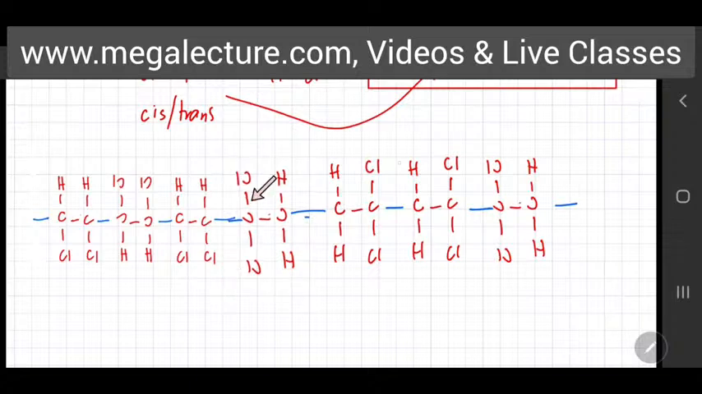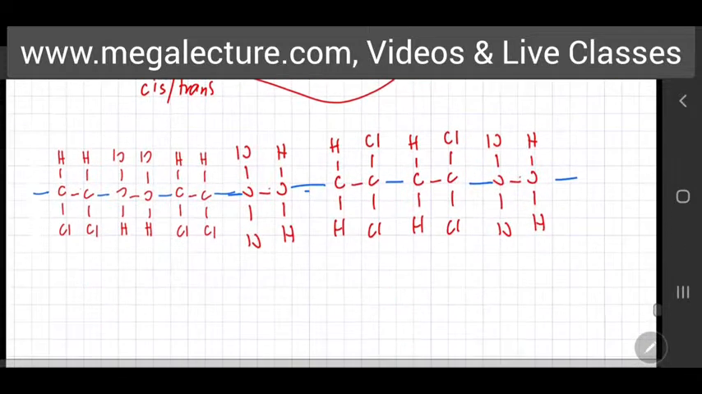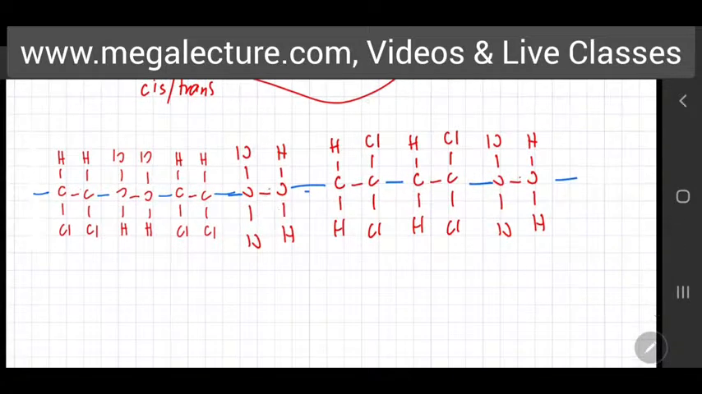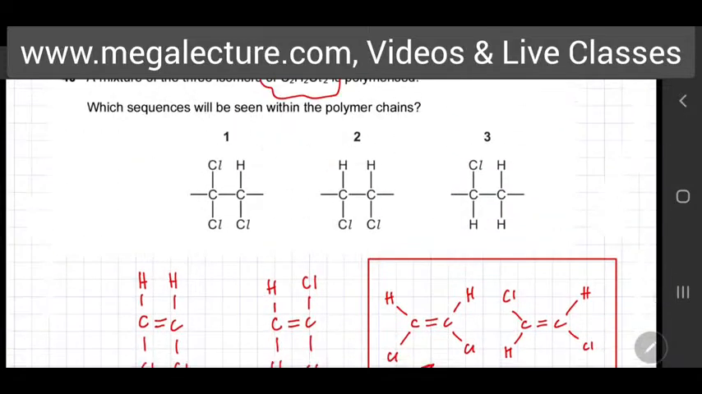So what will happen is that there would be two Cls on one carbon atom, and next door there is one Cl. So that is a possibility. Let's highlight that. There are two Cls on the same carbon atom, and on the next one there is one Cl. So that is a possibility. This one definitely looks correct. What about this one? Is this a section of the polymer? Two Cls at the bottom, so that is a possibility.